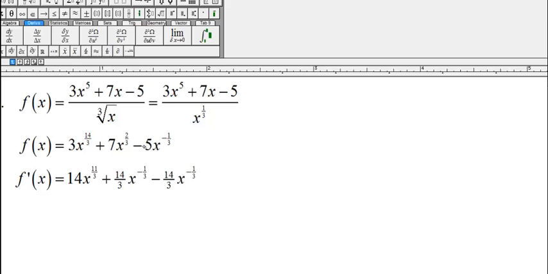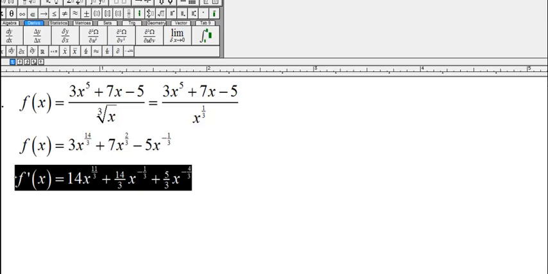Okay, so we got negative 1/3 times negative 5 is positive. 1 times 5 is 5 in the numerator, and 3 in the denominator, so that's 5/3. Negative 1/3 minus 1, that's negative 1/3 minus 3/3, is negative 4/3. And so there's the derivative.